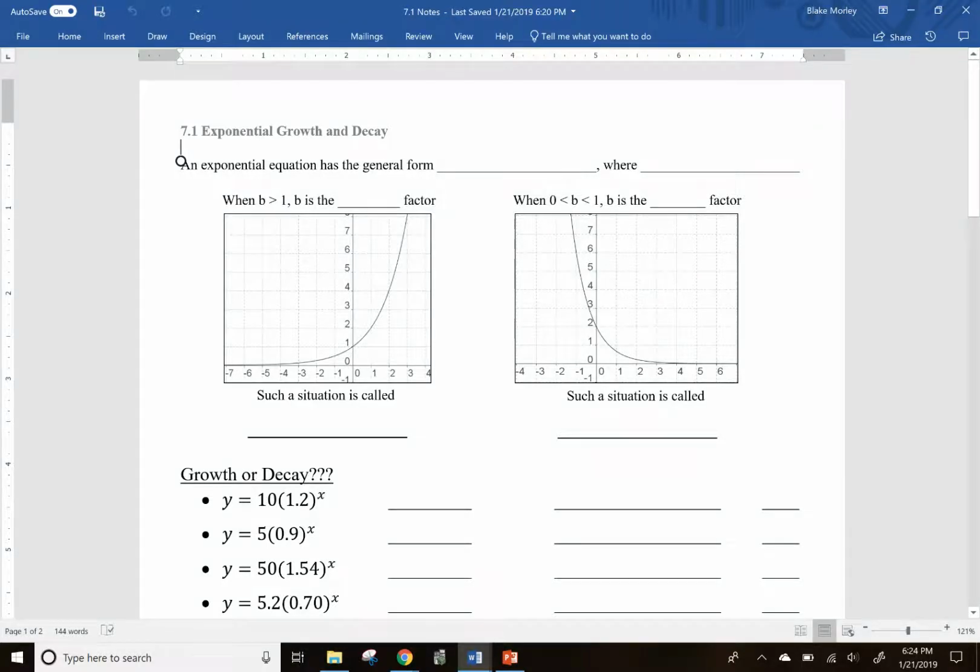All right, we're going to talk about Chapter 7, Exponential Growth and Decay Functions now. Instead of doing the PowerPoint, I'm going to show you the guided notes, because the PowerPoint's already filled out, and the guided notes I can fill out with you. So I figured I'd try it that way this time, and we'll see how it goes.